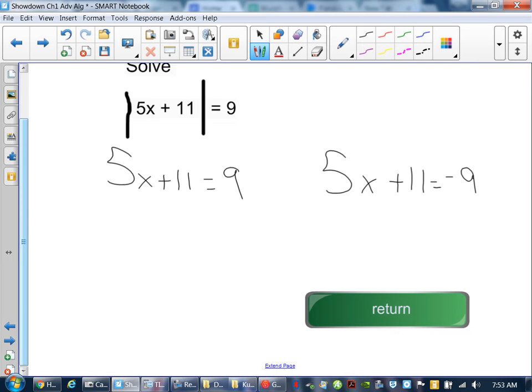In this case here, what do you do first? Hopefully you remember this. Subtract 11. Let's see, 9 minus 11 is what? Negative 2. And then obviously your answer would just be negative 2/5.